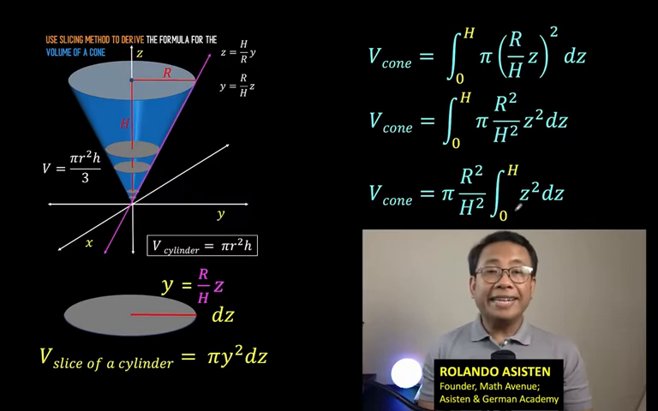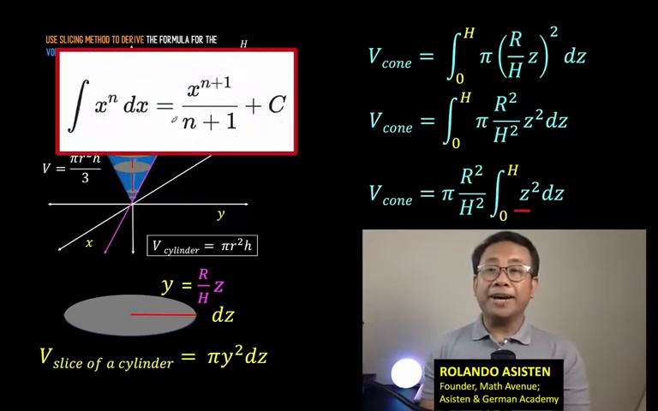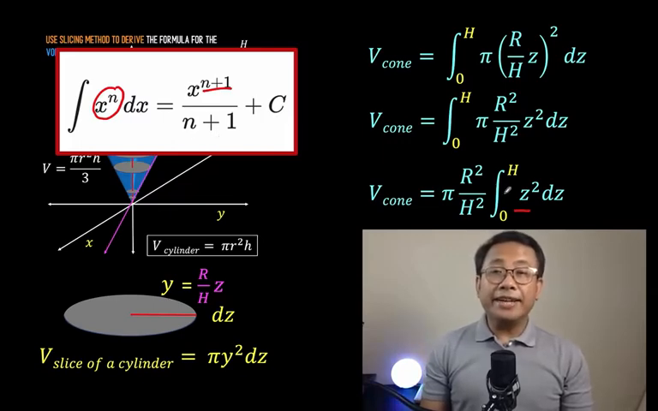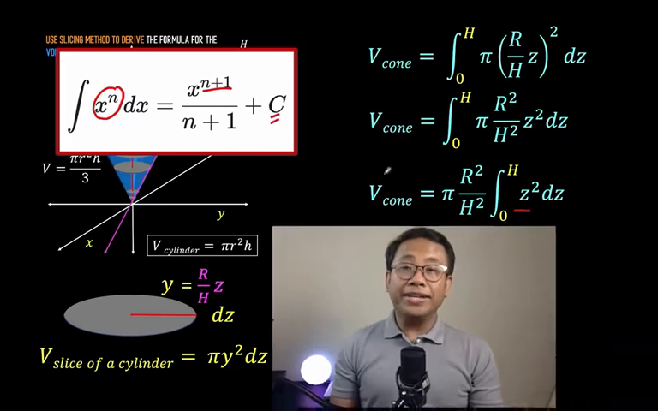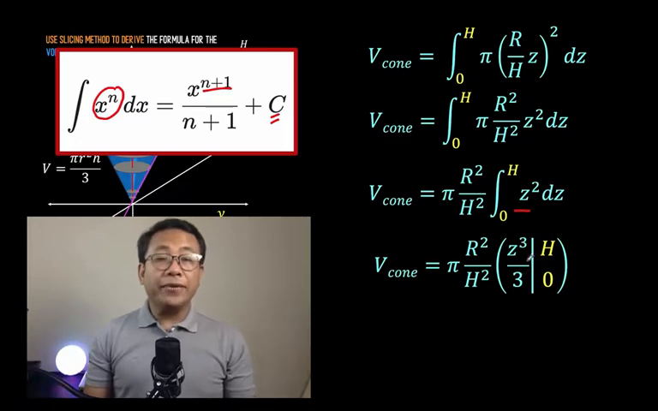We need to find the antiderivative of z squared dz. And we can use the power rule of antidifferentiation. The antiderivative of x raised to n dx is equal to x raised to the exponent n plus 1 over the same exponent n plus 1 plus a constant. Since we are doing definite integration here, we will not be including this constant anymore. So we now have z raised to 2 plus 1, that is z cubed over 3, and we will evaluate that from 0 to H, and we just copy the constant outside the integration symbol.